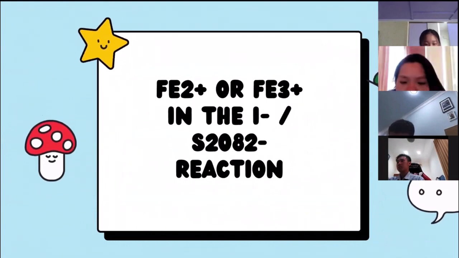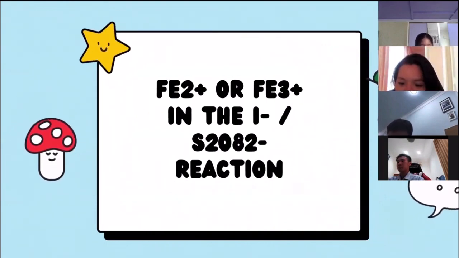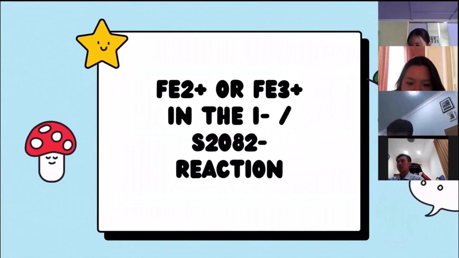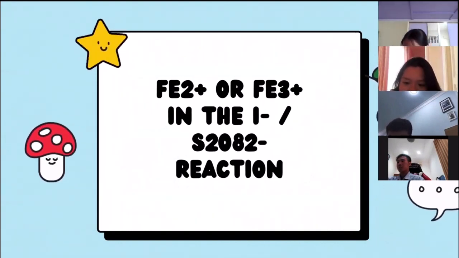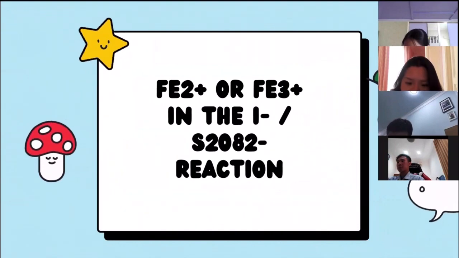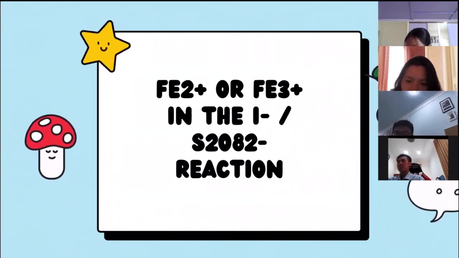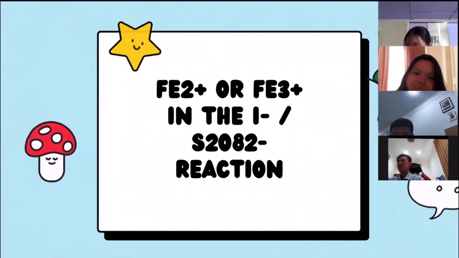Next, we will focus on how iron 2+ or iron 3+ ions can be used to catalyze the reaction of oxidizing iodide ions to iodine using persulfate ions. Since both these ions have a negative charge, a high activation energy is needed to allow these two to overcome repulsive forces.